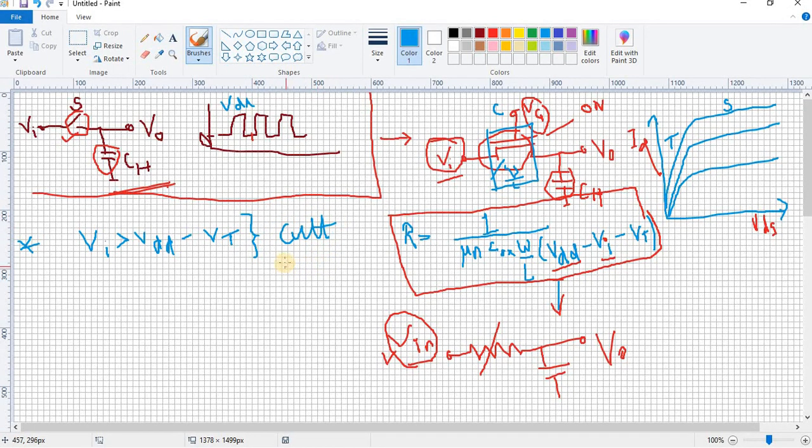So this will not act as a switch. Under those circumstances, this will act as a no. This is basically considered an off state when this condition is achieved. So this will not transmit at this time, right?